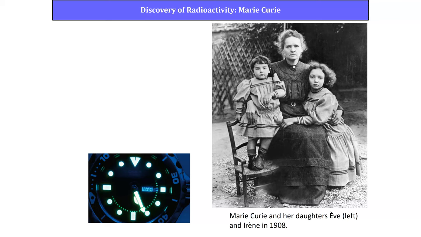Marie Curie was 102 when she died. She did not. Eve was 102. Marie Curie died. She lived a really long time.